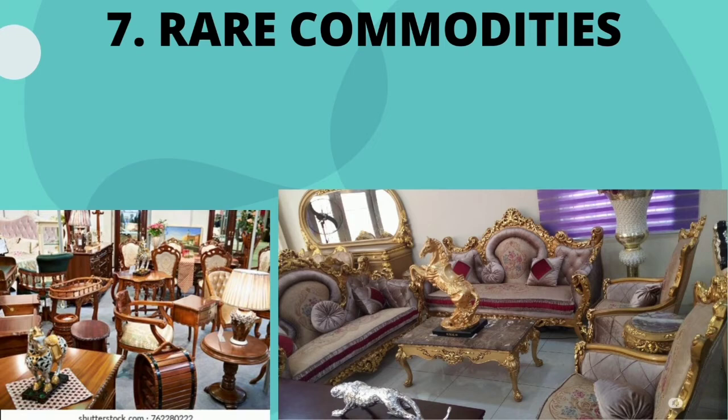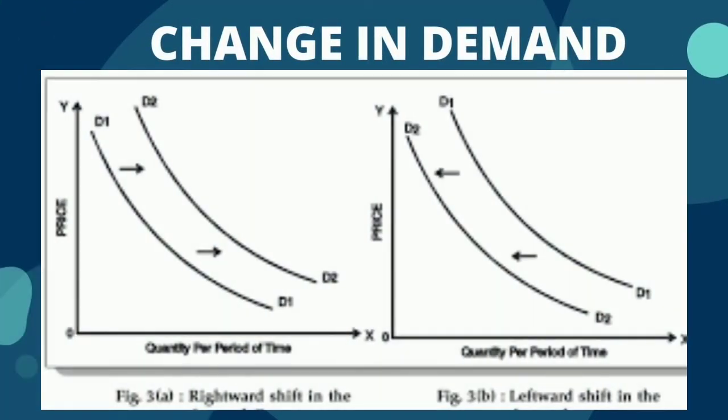7. Rare commodities. People tend to buy more of some rare and unique commodities such as antique furniture at higher prices. These commodities that are rare and not easy to come by are ascribed elements of uniqueness and high social value if their prices are high. Antique furniture are old or outdated furniture. They are still valuable and people still demand them very much.